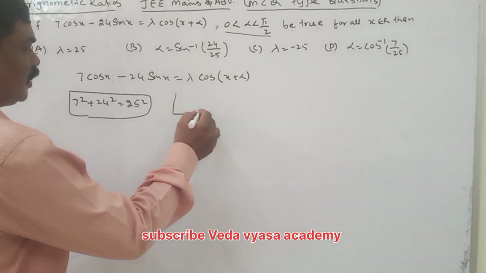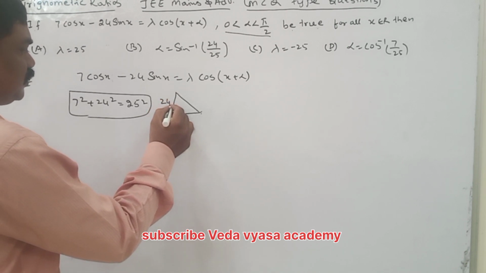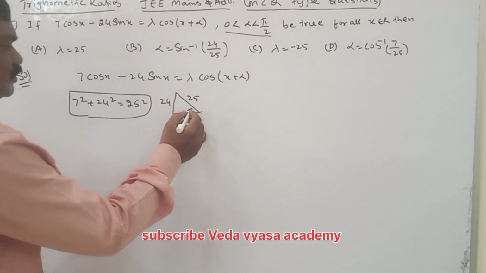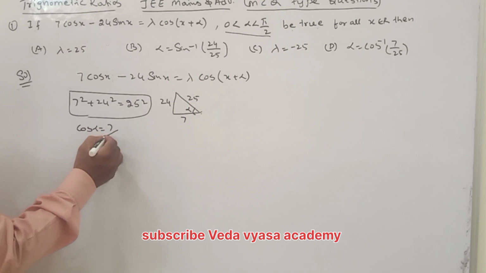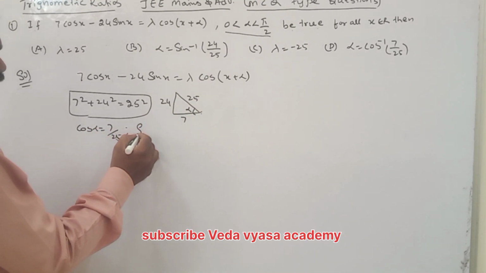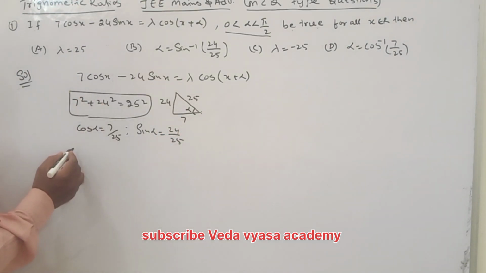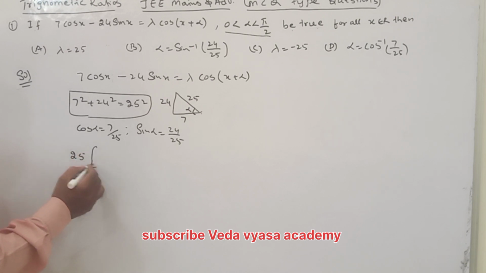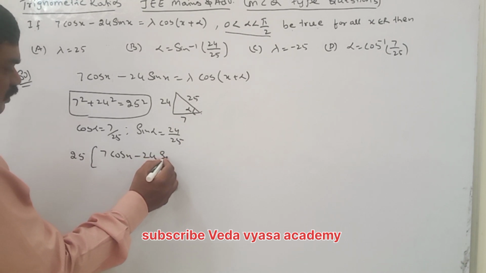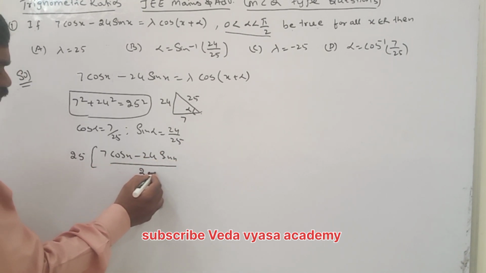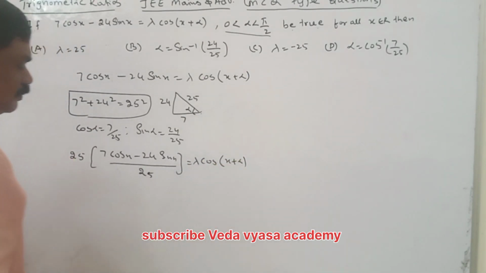In a right angle triangle, take this side as 7, this as 24 and the hypotenuse as 25. This angle is alpha. Then what is cos alpha? Cos alpha is equal to 7 by 25 and sin alpha is equal to 24 by 25. Then you have to multiply and divide with 25. So (7 cos x minus 24 sin x) by 25 is equal to lambda into cos of (x plus alpha).